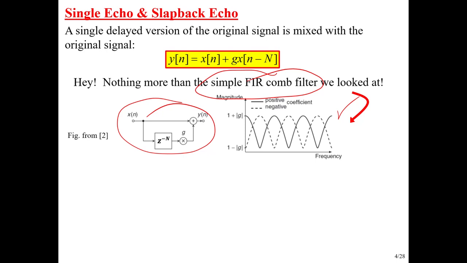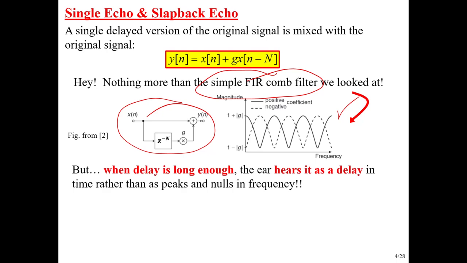here's the interesting thing. When the delay is long enough, the ear hears it as a delay in time rather than peaks and nulls in frequencies. So for long enough delay, we don't hear the ups and downs in the frequency response. We just hear it as a delay. So if you want the ear to not hear a delay, but to hear the nulls and peaks, then you need a short delay. So slapback echo is right on the verge of that distinction.